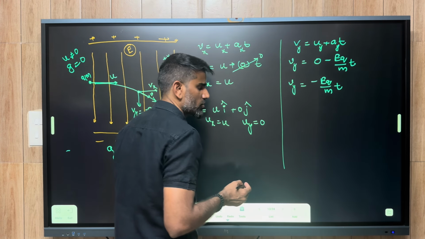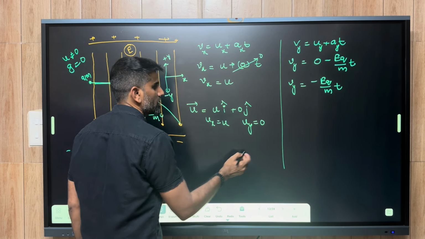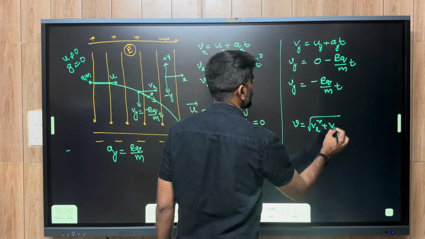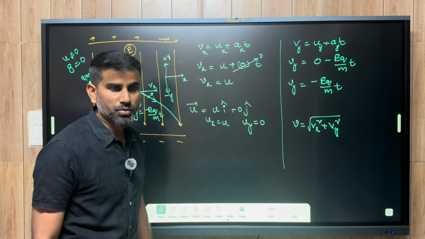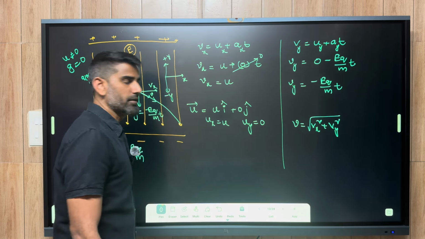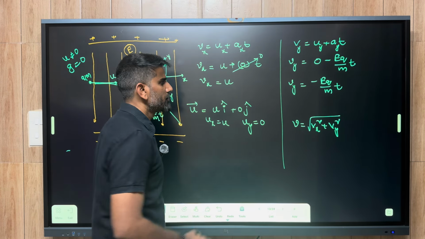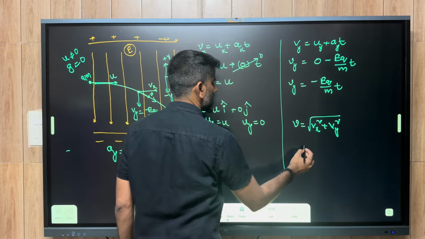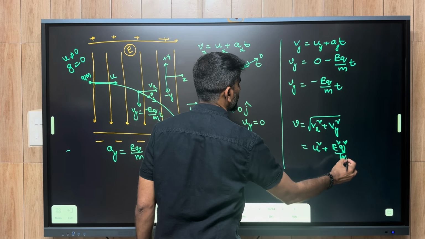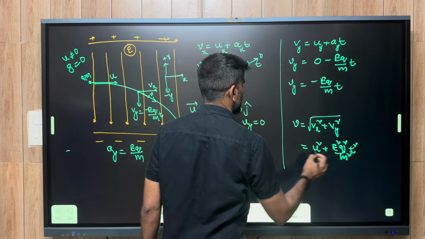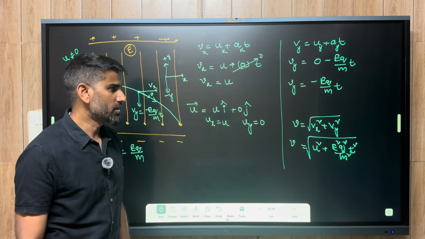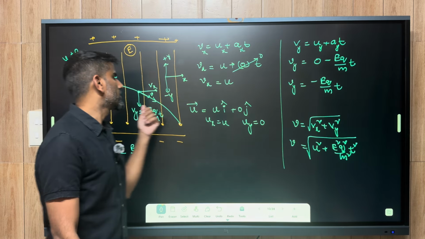Now, if I want to find the net velocity, the magnitude of velocity, what is the magnitude of velocity? V is equal to root over Vx square plus Vy square. Till now it is clear. If you substitute Vx and Vy, you will get the result: root over u square plus e square q square by m square into t square. So this is the expression for the velocity of the charged particle after some time t in the given case.